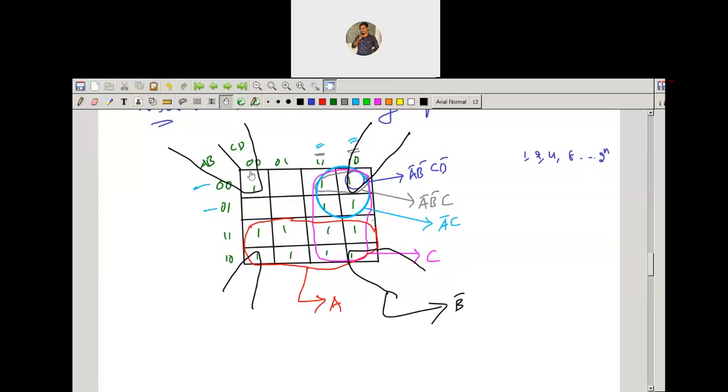And you can observe on the top side 0 column and 1 column. There is a C value 0, D value 0, and C value 1, D value 0. That is, there is a common variable D. C is changing from 0 to 1. So only D is common. So we'll take it as D bar. So it's D bar.